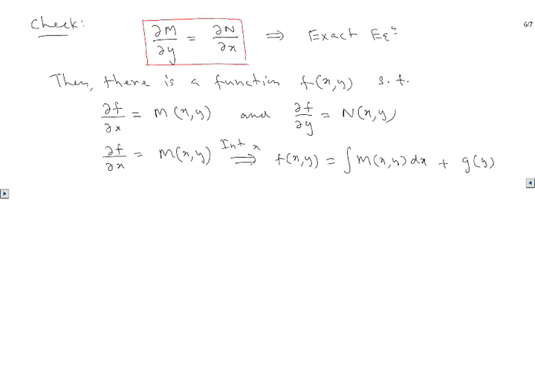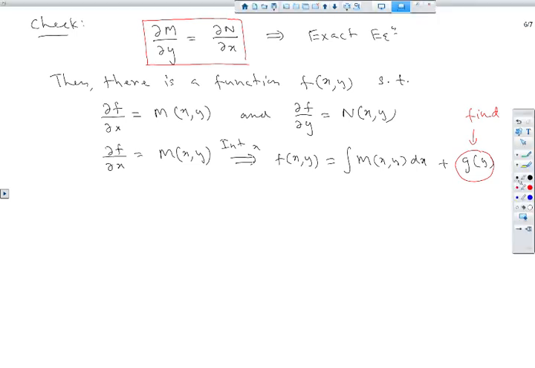Now what we do after we do that, you need to find a relation between the M function and the N function, because the goal is to find this. So we need to find what g is. To find that, what we normally do is we take the partial derivative and match with the other function. So let's do that part.